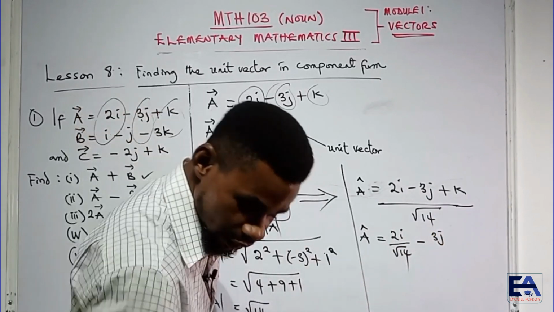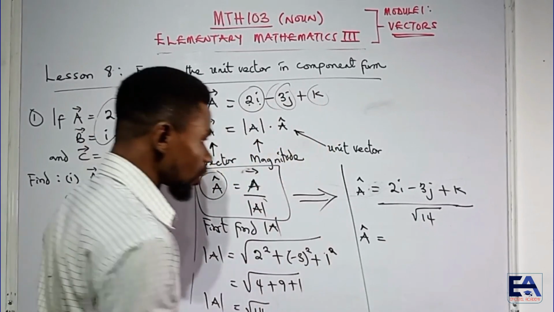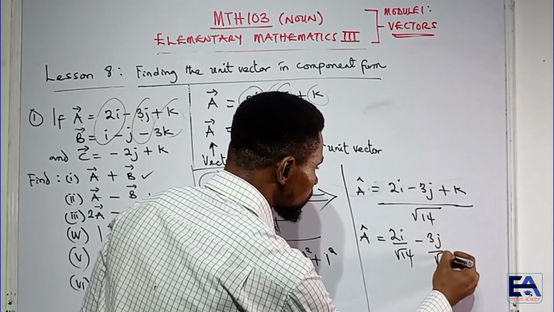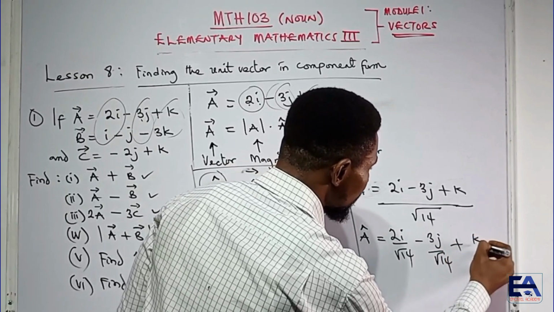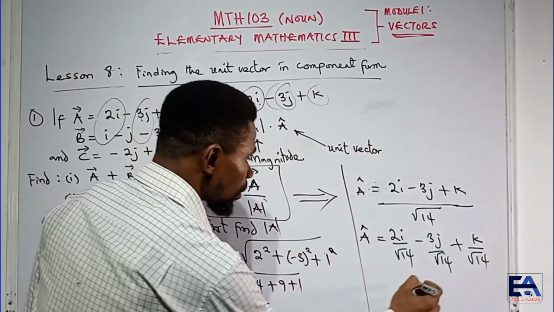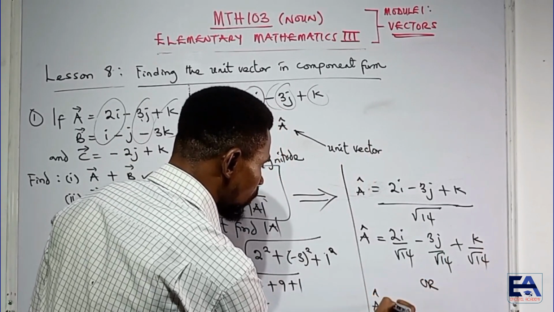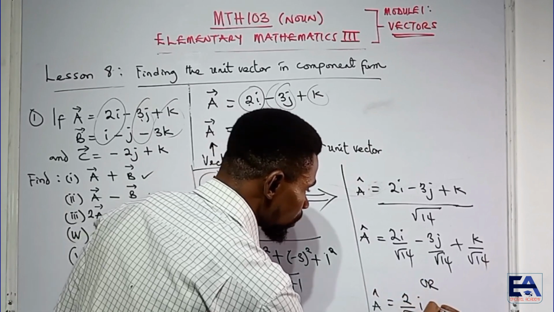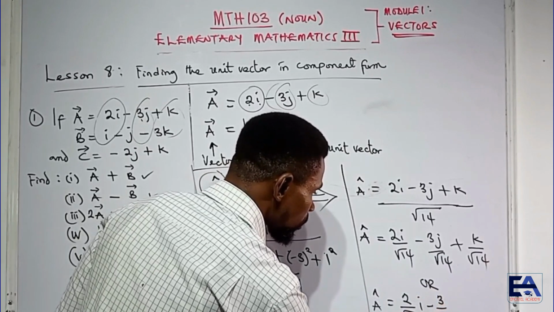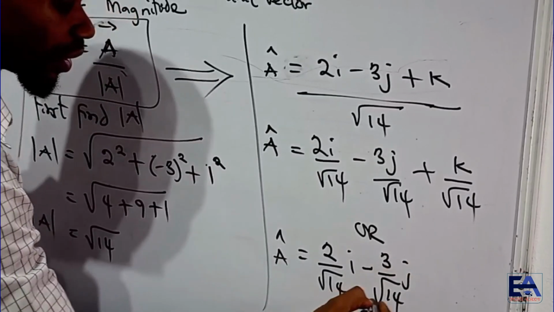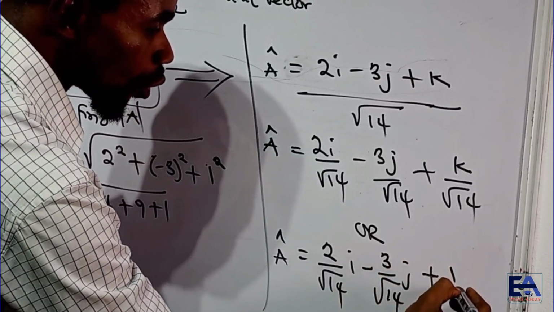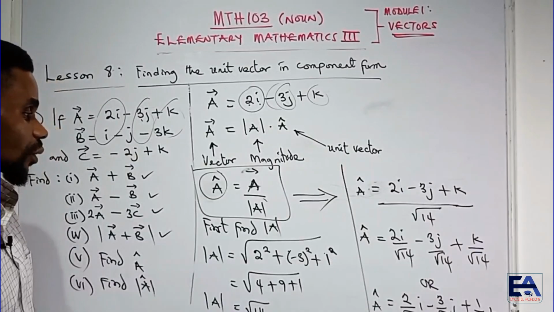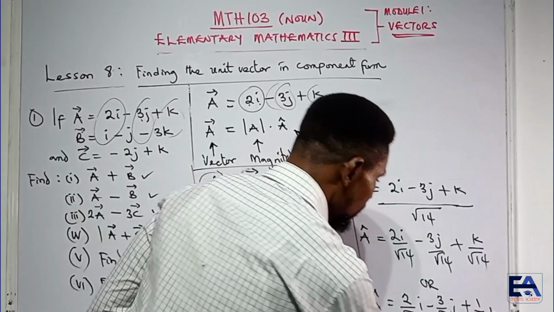All right, well, we can still write it this way. Okay, let me write it the traditional way first. 2i divided by root 14, minus 3j divided by root 14, and then plus k divided by root 14. Or you can say the unit vector of A is equal to 2 over the square root of 14, then you write i in the middle, minus 3 over the square root of 14, you write j in the center, then plus 1 over the square root of 14, and then you put k here. So this is also another way of writing the answer, and then you are good to go.